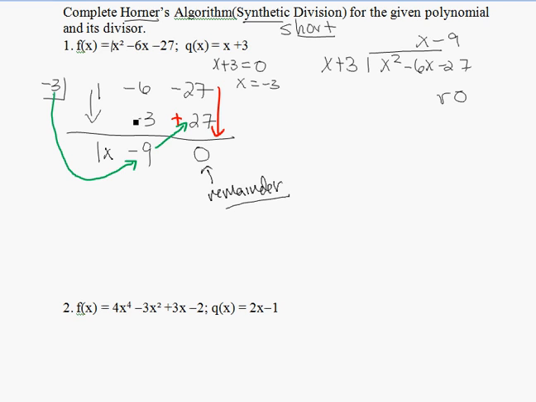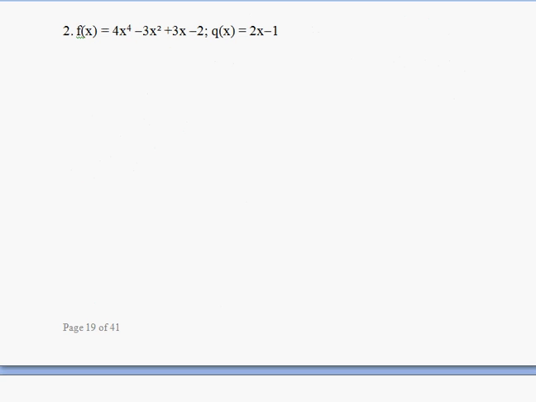So we've just done synthetic division, which is a much quicker way of doing long division. Again, you can only do synthetic division if your divisor is a linear factor. x plus 3, x minus 7, 2x minus 1, that's fine. You can do synthetic division with that. Okay, so let's look at another example.